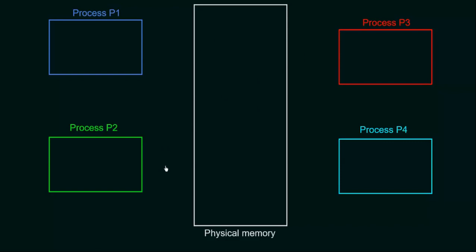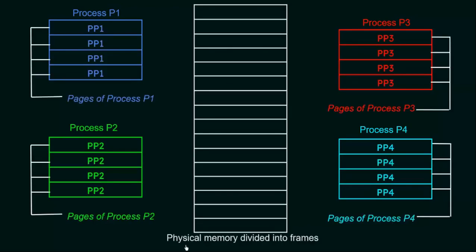But in case of paging, remember the first point, we have to divide the physical memory into frames and we have to divide the processes into pages. So let's do that. Here we have divided the physical memory into frames, and then we have divided the processes into pages. For example, this is process P1 and we have divided it into 1, 2, 3, 4 pages. This is the fixed size block into which we are dividing the process P1. And similarly, the physical memory is divided into frames.